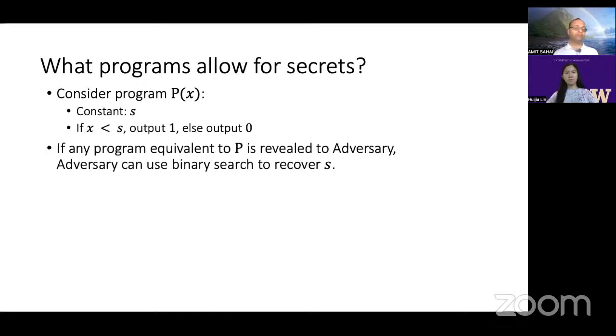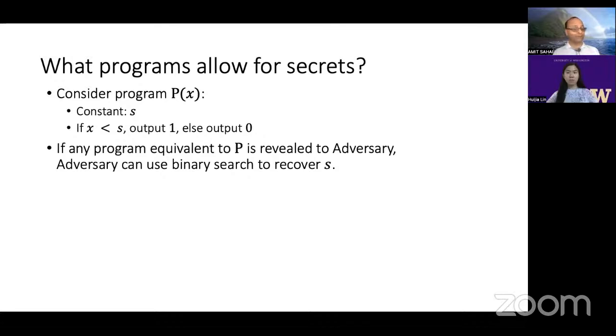And what do I mean? If any program equivalent to this program P is revealed to an adversary, then the adversary can simply talk back and forth with the program, provide some inputs, see what the output is, and use binary search and learn what the constant s is, right? Just in a straightforward way and an efficient way. And this indeed presents a fundamental barrier for us, that any program whose secret can be learned efficiently with input-output queries, certainly there's no hope of hiding that secret, right?